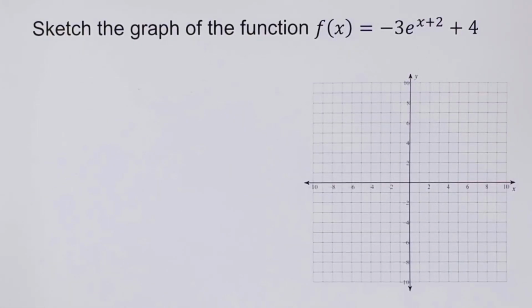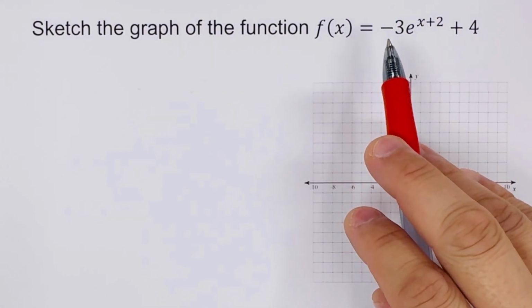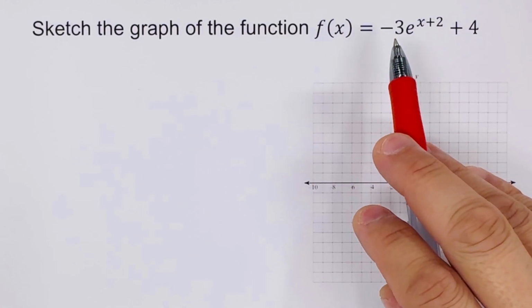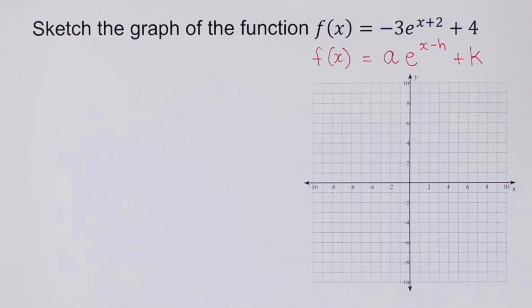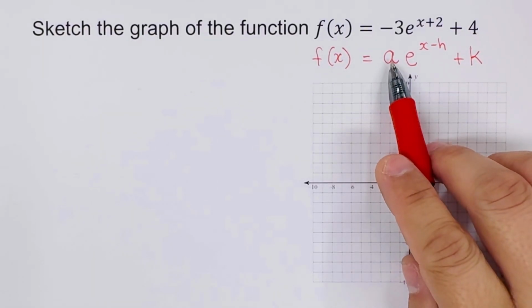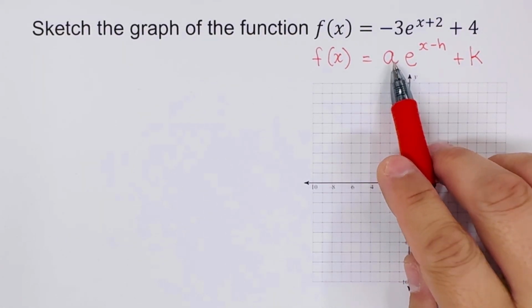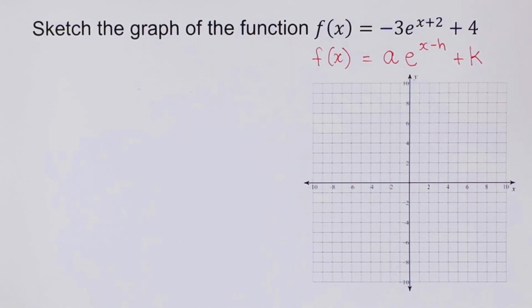Hello everyone. This video will show how to sketch the graph of functions involving Euler's number e. Now let's go over this example. Looking at the function that we have right here, this resembles the transformed form of the exponential function, where our a here is the stretch factor and the h, k is the locator point.